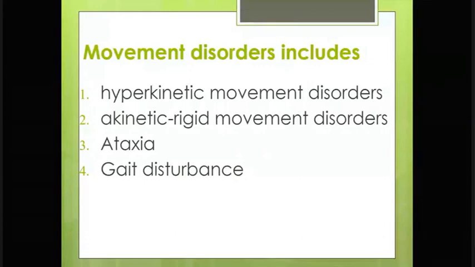According to the American Academy of Neurology, which is the paramount institution of neurology in the world, movement disorders include hyperkinetic movement disorders, akinetic rigid movement disorders, ataxia, which has three types of ataxia, and gait disturbance for any cause. So only the first two are related to the basal ganglia. The major part of movement disorder is basal ganglia disorder.